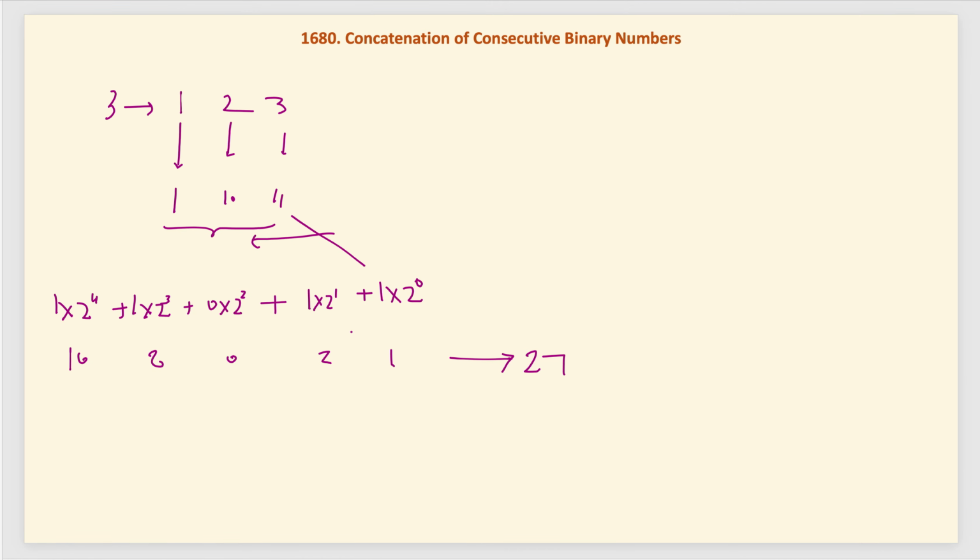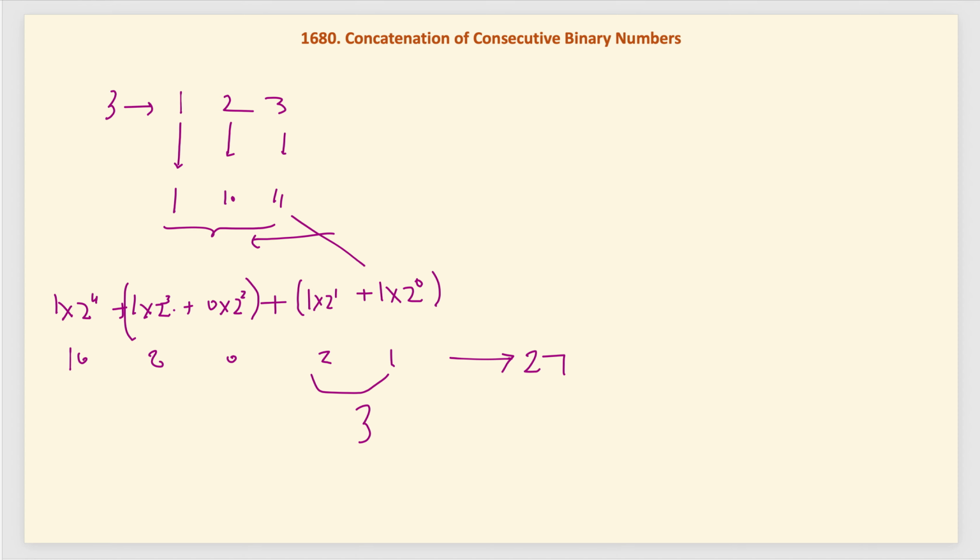So how can we do it? If you observe this multiplication carefully, let's put a bracket over here. If you see this last one, we can say this is 3 itself, correct? Now let's see this. What is this?